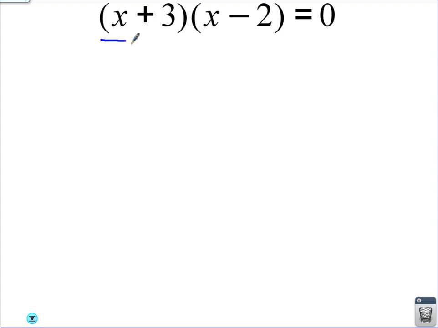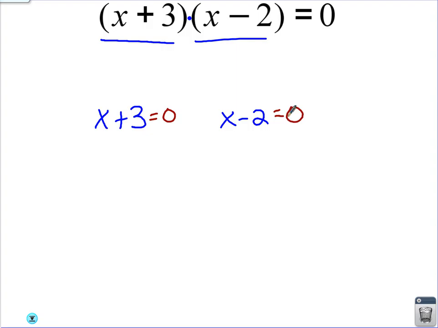X plus 3. There's no symbol between those, but that's times. X plus 3 times x minus 2 equals 0. If two things multiply to equal 0, one of them's got to be 0. So we're solving this equation before we get into the next step. We're solving this equation to show you how to solve the other equation. So if these two things multiply to give you 0, we know one of them has to be 0. So how many different answers do we have here? 2.